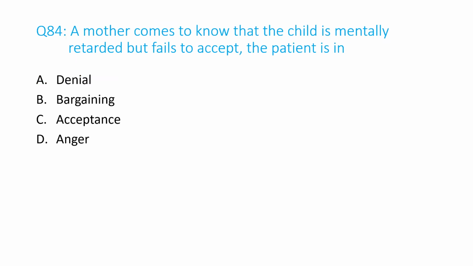And the answer is question number 84. A mother comes to know that child is mentally retarded but fails to accept. The patient is in A. Denial. B. Bargaining. C. Acceptance. D. Anger.